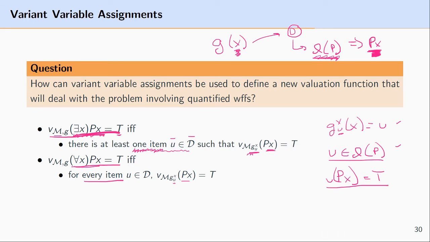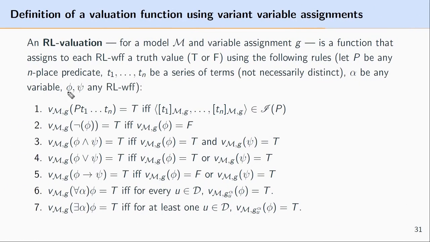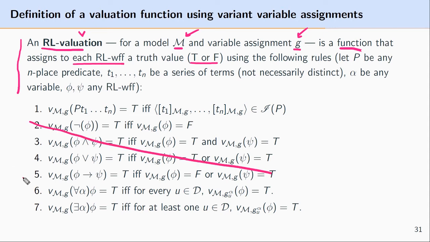So next, let's look at all of the rules together in terms of the valuation function. Here we have our valuation function as it's redefined. We have a valuation for a model and a variable assignment, so we're relativizing the valuation function to these two items. This valuation function assigns to each well-formed formula in predicate logic a truth value, T or F, not both, not neither, using all of these rules down here. The ones I want to take a look at in particular are 1, 6, and 7.